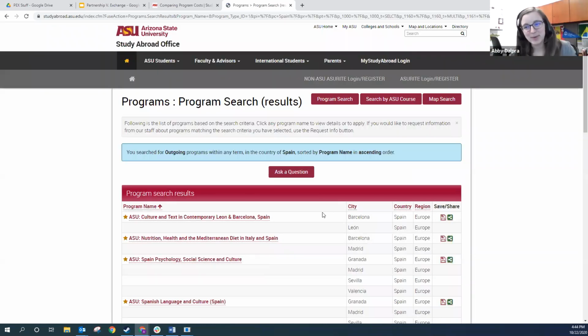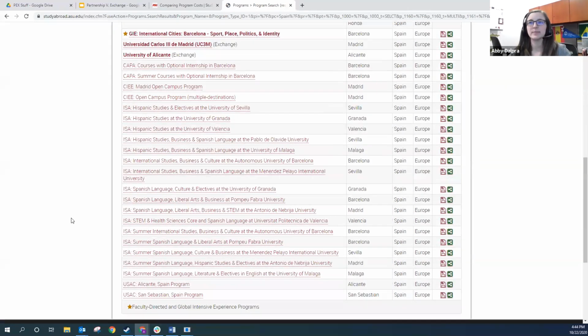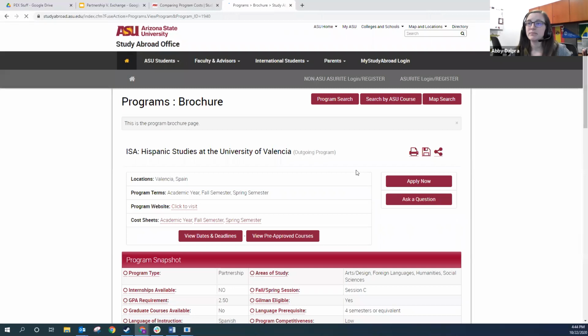Of course, there are other Spanish speaking locations, but we have a lot of options in Spain. So say you were looking at the different locations and you were interested in Valencia. So let's click on that.